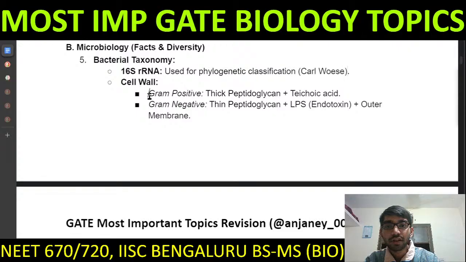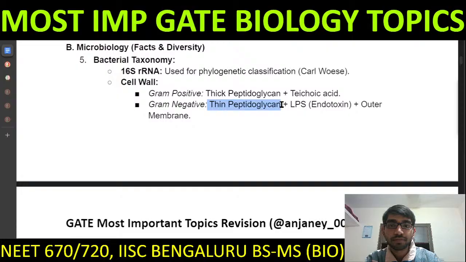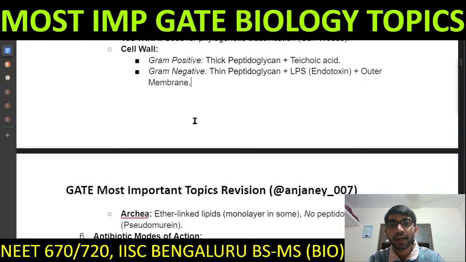Then for cell wall, gram-positive bacteria have thick peptidoglycan wall, thick peptidoglycan. That is why they take up the gram stain, plus teichoic acid. And gram-negative bacteria have thin peptidoglycan. That is why they do not take up the gram stain. Plus they have LPS, lipopolysaccharide, which acts as endotoxin, and they have an outer membrane as well. So remember, that's why they are much deadlier and more pathogenic, the gram-negative ones.